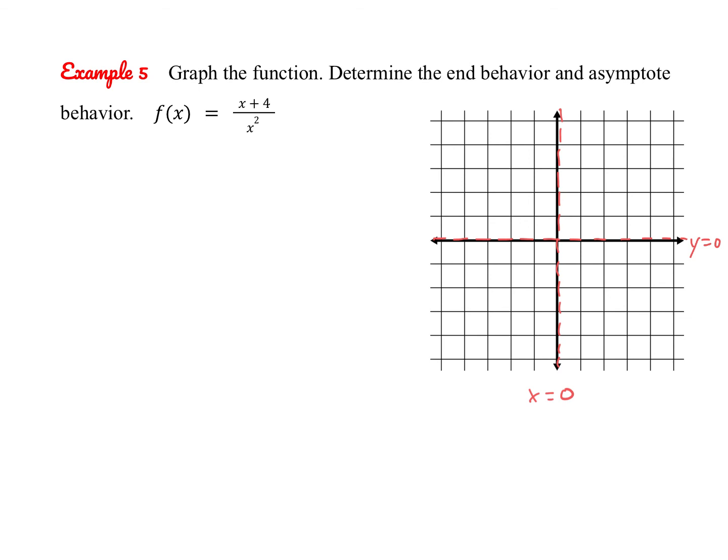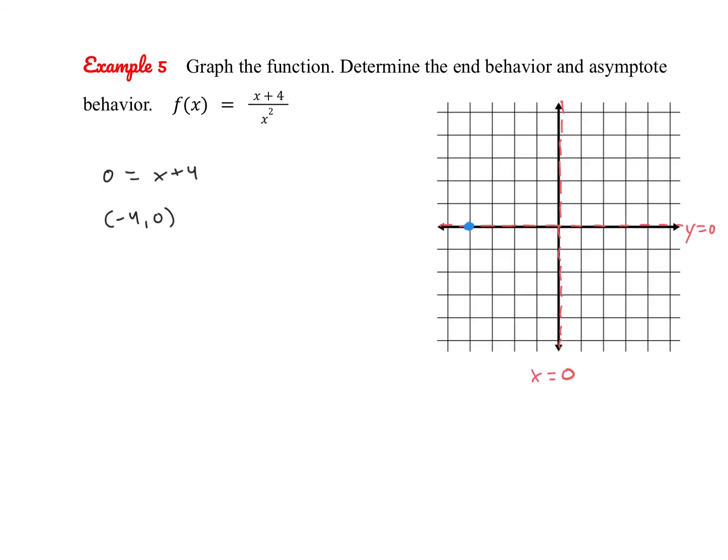Now we can look for our x-intercept. So we set our numerator equal to 0. So we get (negative 4, 0), right here. And then in this case, we won't have a y-intercept because if you substitute x with 0, you get undefined. So in this case, we will not have a y-intercept.